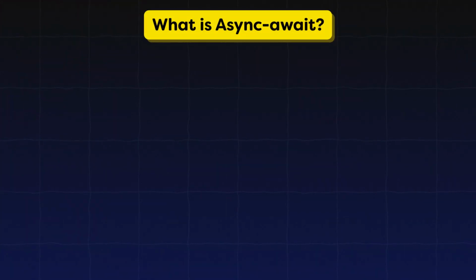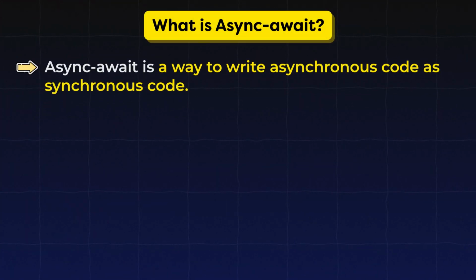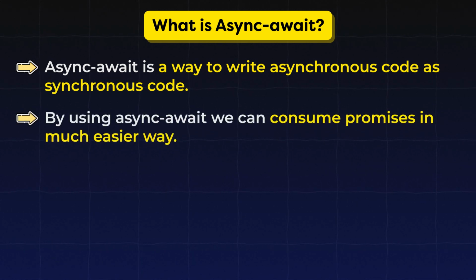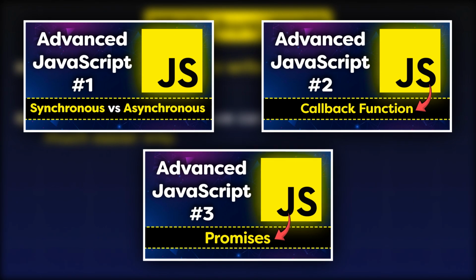So what is async-await? Async-await is a way to write asynchronous code as synchronous code. By using async-await, we can consume promises in a much easier way. This is the last tutorial of the asynchronous JavaScript series. I uploaded these 3 videos recently, so watch these 3 videos and then continue this video. You will understand async-await very easily.